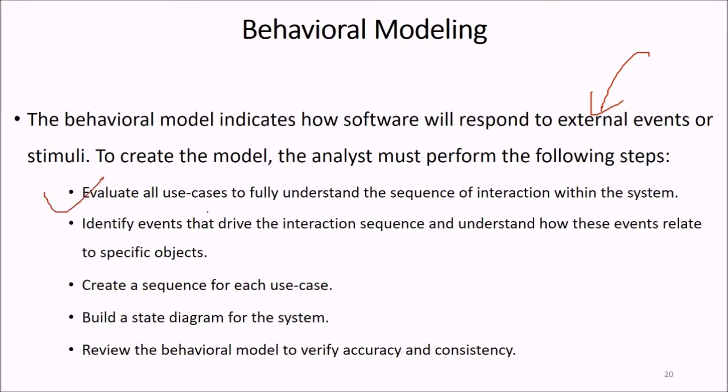First, we have to evaluate all use cases just to understand the sequence of interaction with the system. Then we need to identify the events that will drive the interaction sequence, and understand how these events relate to specific objects. Then we create a sequence for each use case, and then we make a state diagram. And then we review the behavioral model again for any inconsistency or inaccuracy.